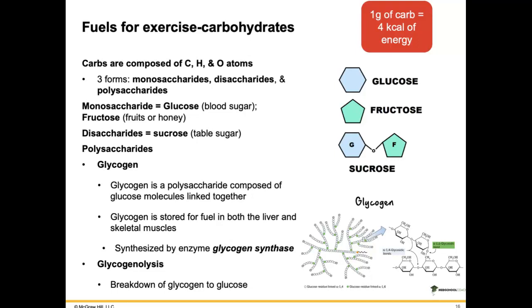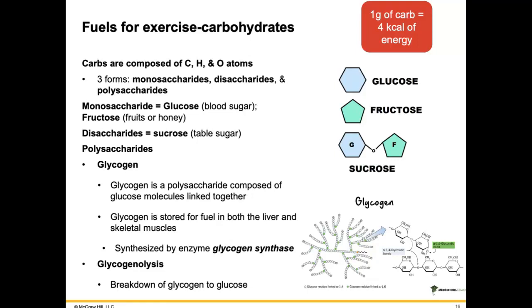And the last form is going to be a polysaccharide. And this is best demonstrated with glycogen down over here. That is going to have hundreds to thousands of glucose molecules bonded to one another. And this molecule is created so that we can store it for fuel in the liver and within our skeletal muscles. And it's synthesized by the enzyme glycogen synthase.